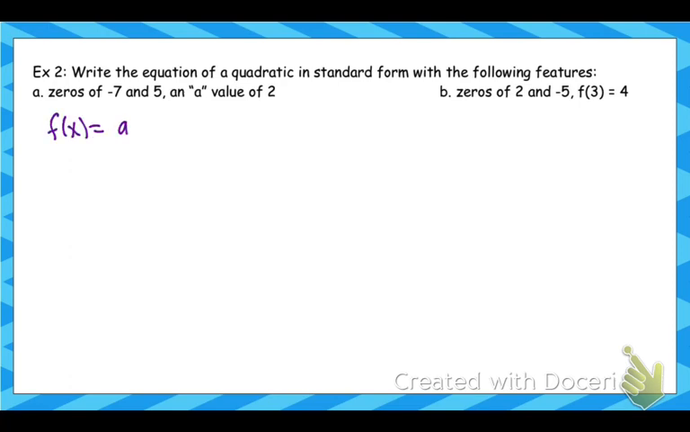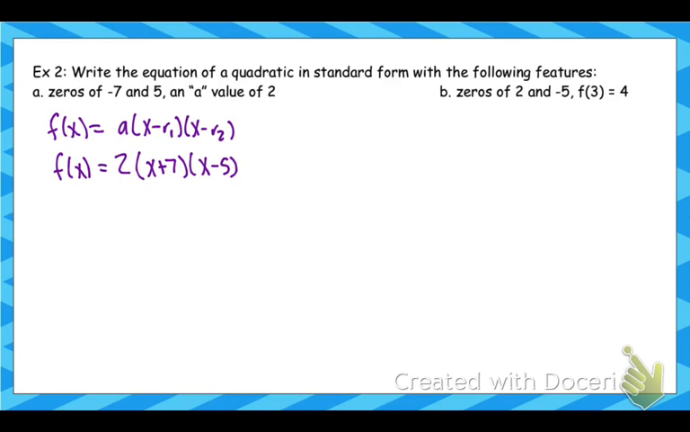So root form, x minus 1 root, x minus the other root. It also tells us the a value, so I'm just going to plug that in as 2. So one of these factors will be x plus 7, the other will be x minus 5. So now we have this equation in root form. So we have the equation of the quadratic. We just don't have it in the form that the question wants.